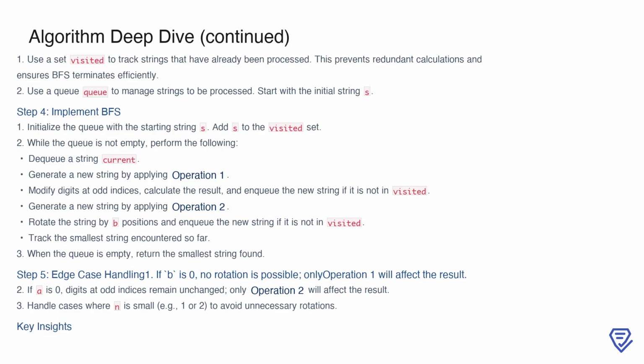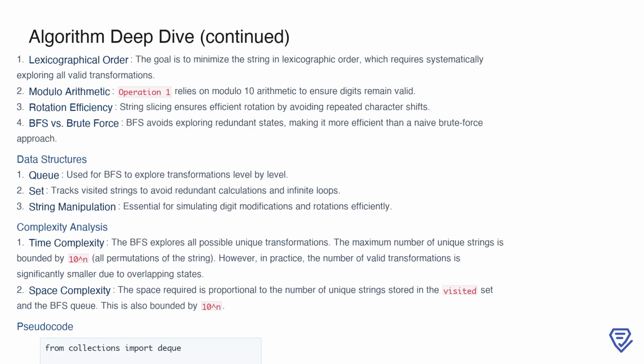Special cases, such as when B is 0 and no rotation is possible, or when A is 0 and odd index digits remain unchanged, are handled separately to streamline the search. This approach ensures that our exploration is both exhaustive and efficient. The goal is to systematically explore all valid transformations while minimizing redundant calculations.